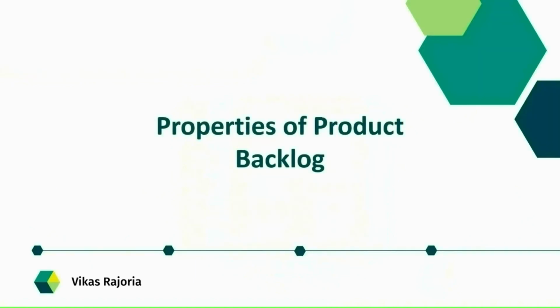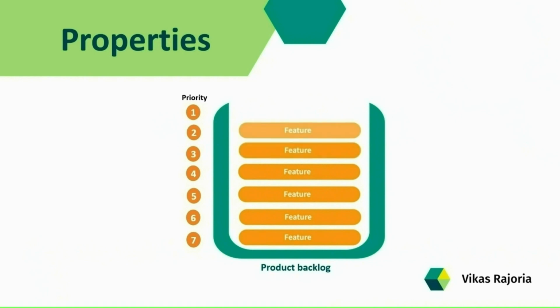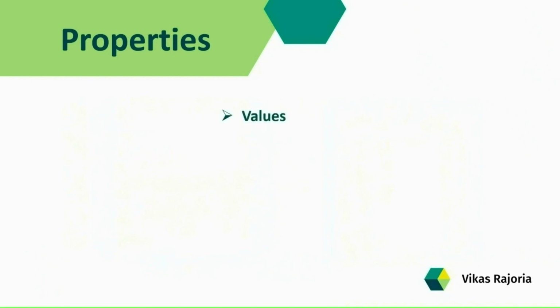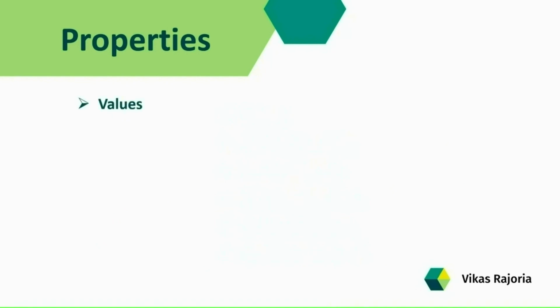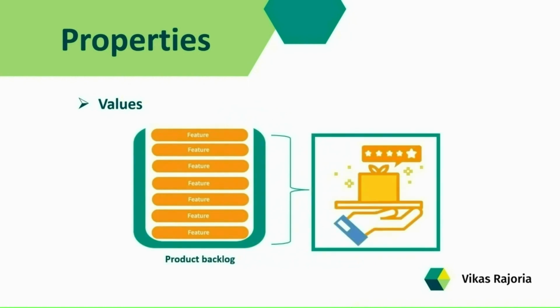The next topic is the properties of product backlog items. Each backlog item in the product backlog list has certain properties that differentiate it from a simple to-do list, such as: adds value, backlog is ordered, different levels of detail, all entries are estimated, the Scrum product backlog is a living document, and no low-level tasks. Now let's understand each of these topics one by one. The first one is adds value. Every entry in the product backlog always adds value for the customer.